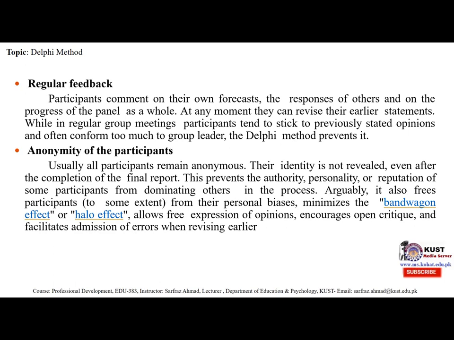Usually all participants remain anonymous. Their identity is not revealed, even after the completion of the final report. It means that this prevents the authority, personality, or reputation of some participants from dominating others in the process. And in structuring the information flow, the initial contributions from the experts are collected in the form of answers to questionnaires and their comments on the answers.